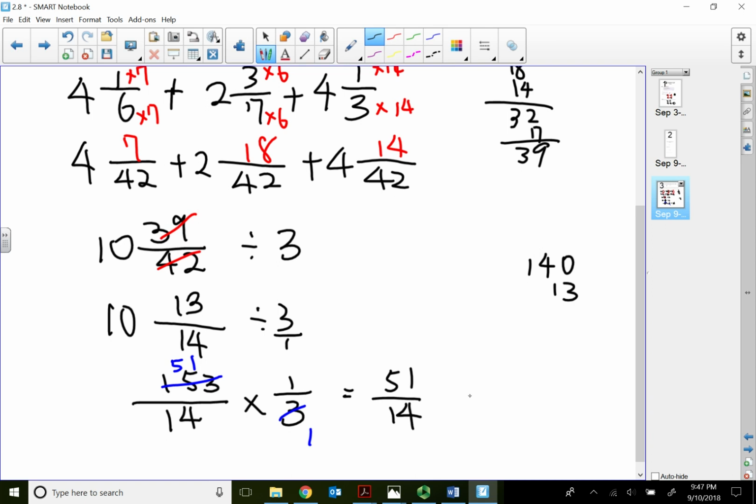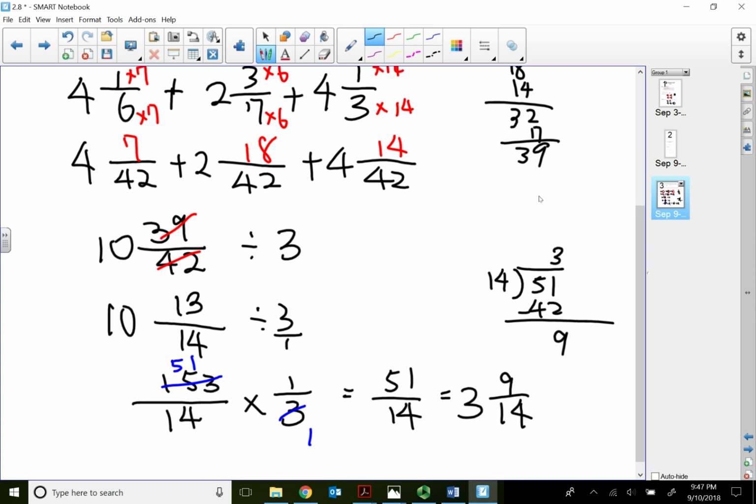Okay, I can write this as the answer, or I can convert it into a mixed number. 14 goes into 51 about 3 times, because 14 times 3 is 42. Subtract: 51 minus 42 is 9, so that will be 3 and 9 over 14. That will be the answer.